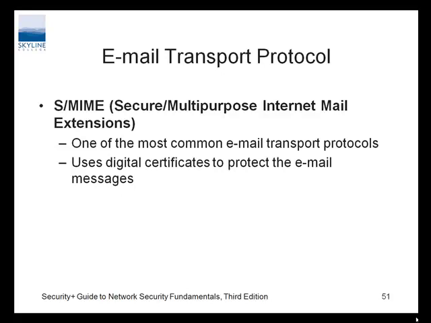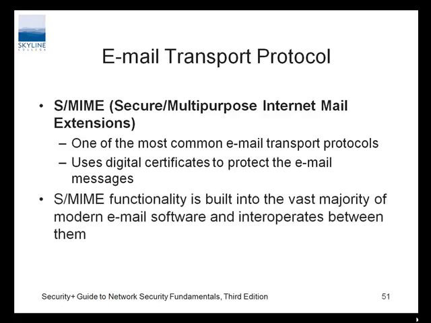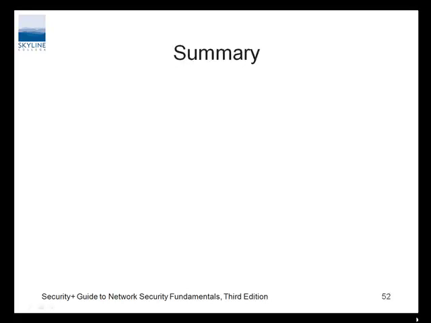S/MIME is the Internet extension. This is configurable in Internet Explorer. I'm not sure it's configurable in the one that you have because I don't think they gave it to you. It's a common email transport. It's the Secure/Multipurpose Internet Mail Extension, which allows email to become a little more secure. Email is very insecure by default because all it is is a text document that gets sent out. It's built into the vast majority of modern email software and interoperates between them.